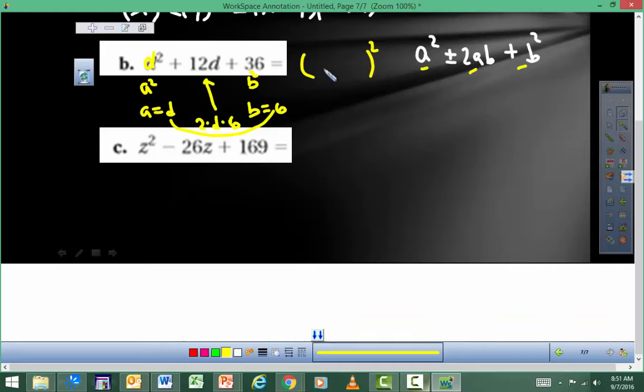Now, here's where people mess up. What goes in here? What goes in here? It's A and B. So it's D plus 6. Now, how do you know if this is a plus or a minus in there? I mean, it could be plus or minus sometimes.